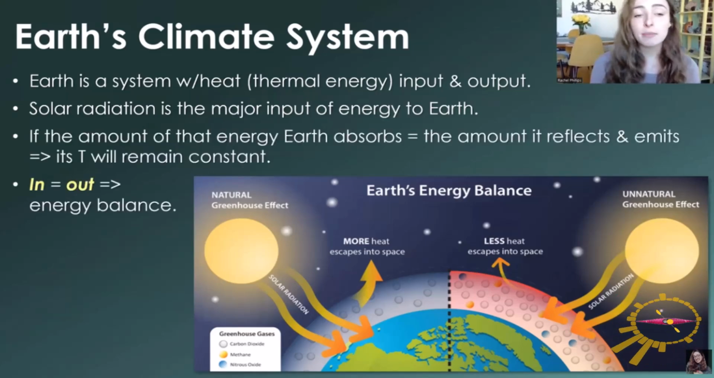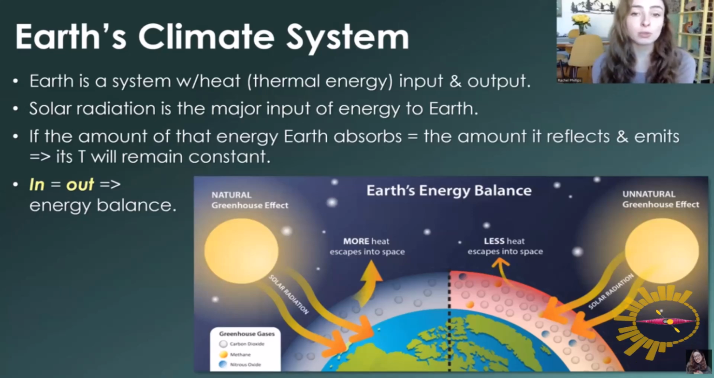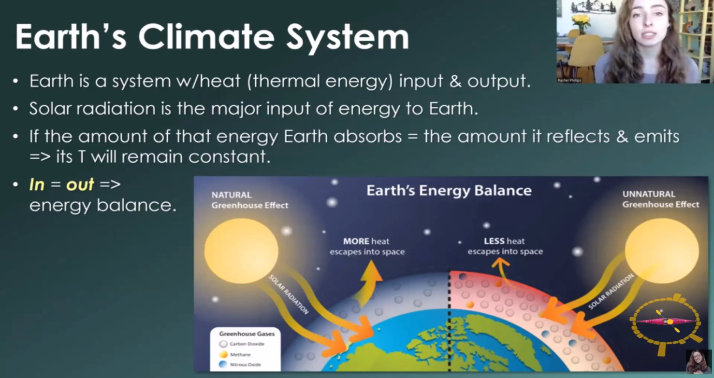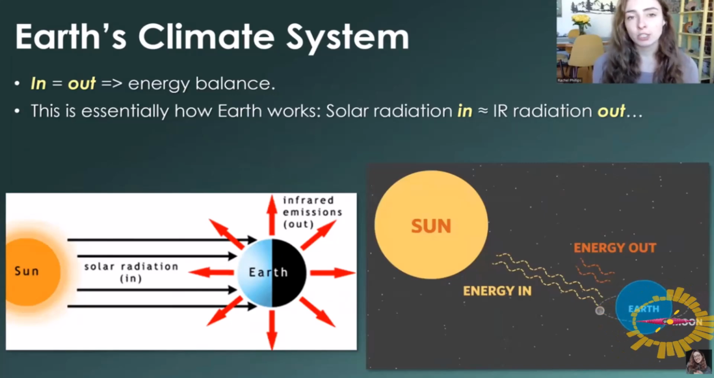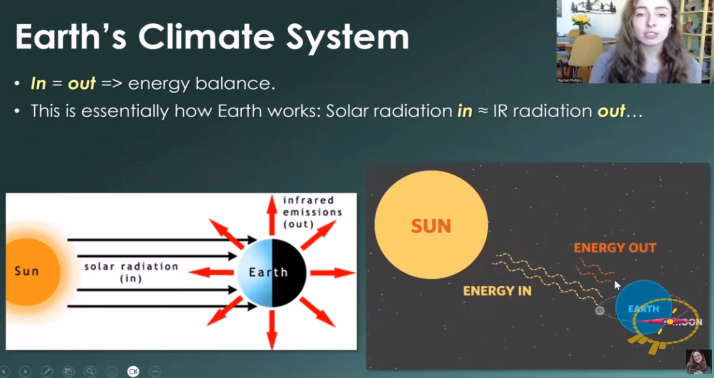And if the amount of energy that Earth absorbs from solar radiation equals the amount of energy it reflects and emits, then its temperature would remain constant. In other words, if the in equals the out, the energy is balanced. There's energy balance in that system. And this is sort of how Earth works. Solar radiation is the input of energy to Earth, and IR radiation is the output of energy that Earth emits after it heats up.